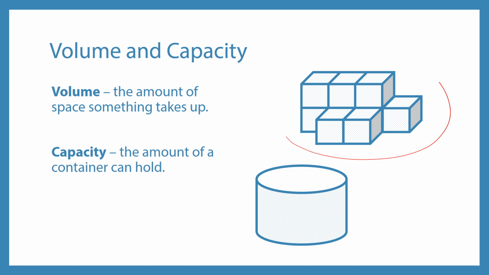So these blocks here are taking up a certain amount of space, and that would be their volume. However, this cup can take a certain amount of liquid, and that's the potential capacity that it could be filled up to. So volume is the amount that it does take up. Capacity is the amount that it could hold. So the difference is it holds or it takes up.